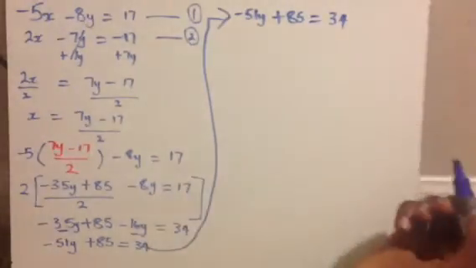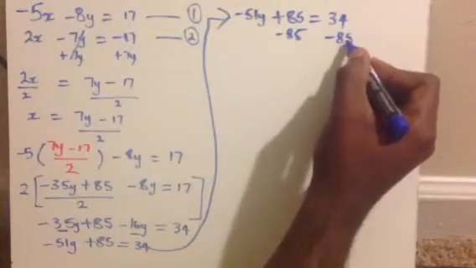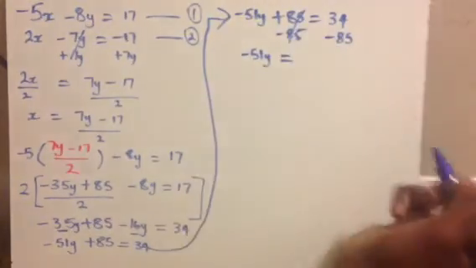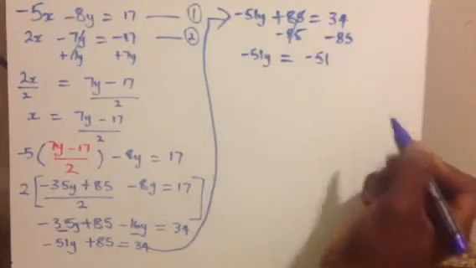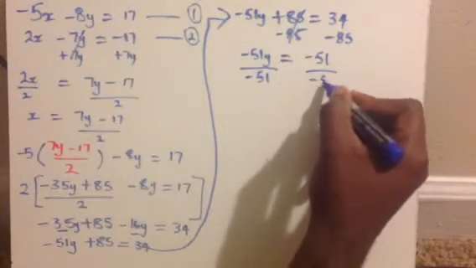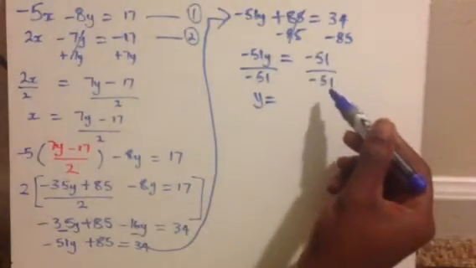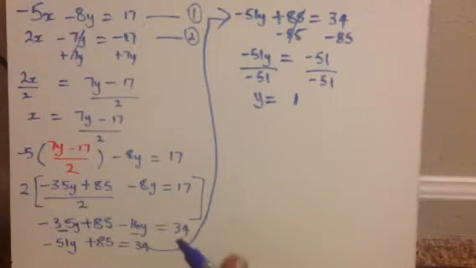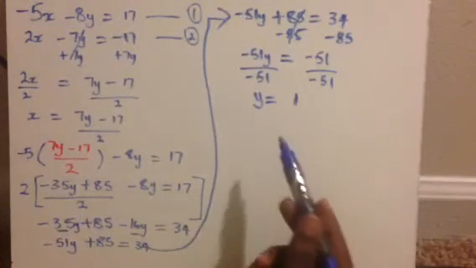So now we subtract 85 from both sides. So minus 85 minus 85. So we have a minus 51y equals, this will cross out, so 34 minus 85 will give us a minus 51. So now we'll divide both sides by minus 51. So y will be equal to, minus 51 divided by minus 51 will be a positive 1. So y is equal to 1. So that's the third step, to solve for either x or y. In this case, we're solving for y.